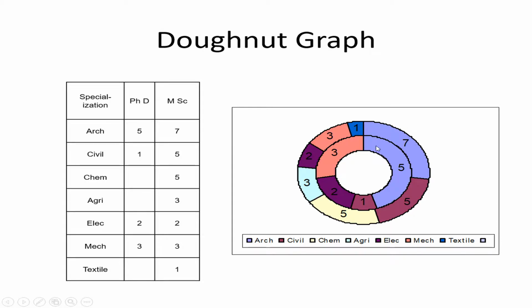Because to avoid confusion, I put the numbers, and this is an option inside to show you that 5, 3, 2, 1 are here. 5, 1, 2, 3 inside representing PhD, and the one outside representing the MSc.